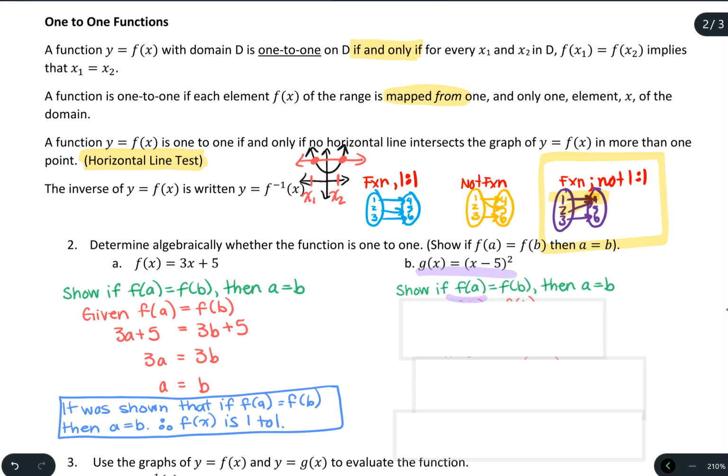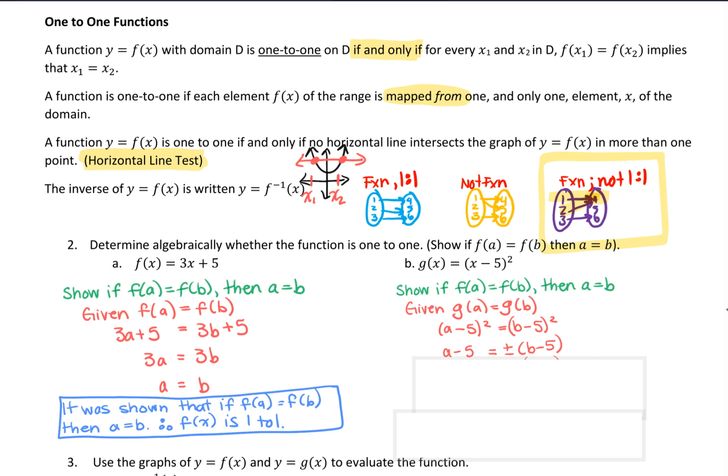And here's my function, g of x. So I'm going to plug in to find g of a and g of b. And so I go ahead and I do that, g of a and g of b. Oops, and I should have put a g in there instead of an f. So this should say g of a is equal to g of b. And then I plug into my g function, so I get (a minus 5) quantity squared equals (b minus 5) quantity squared. And then I simplify, take the square root.